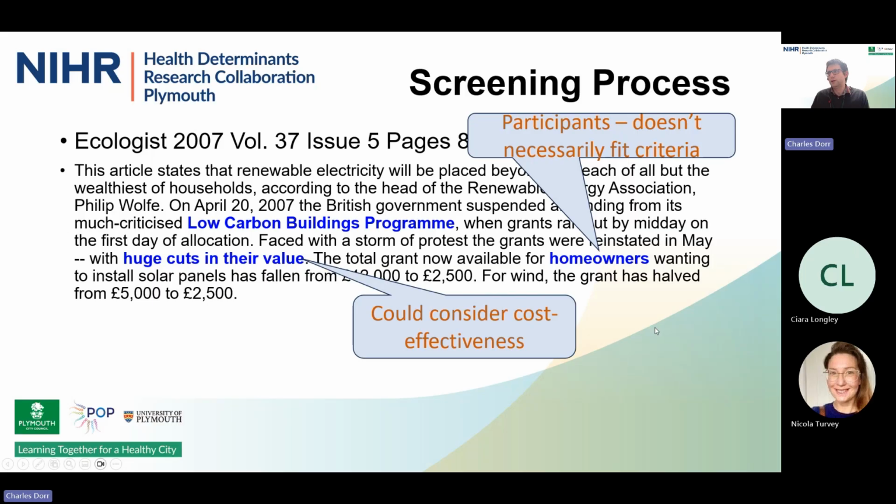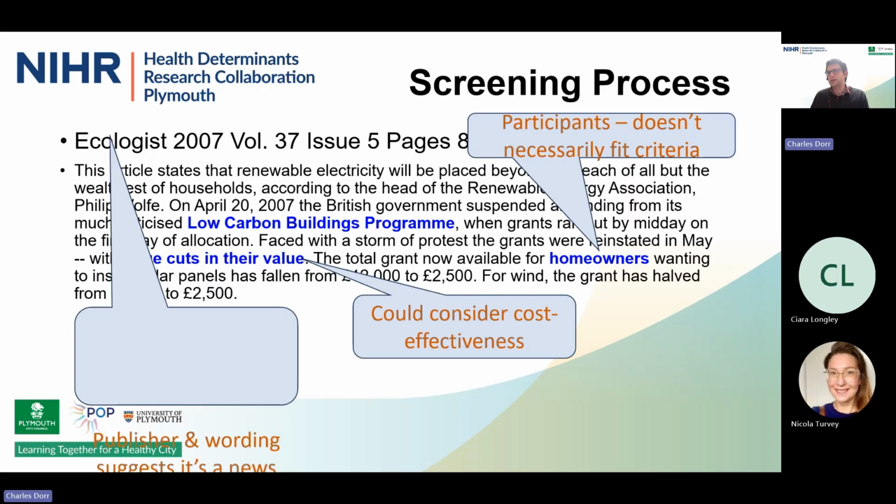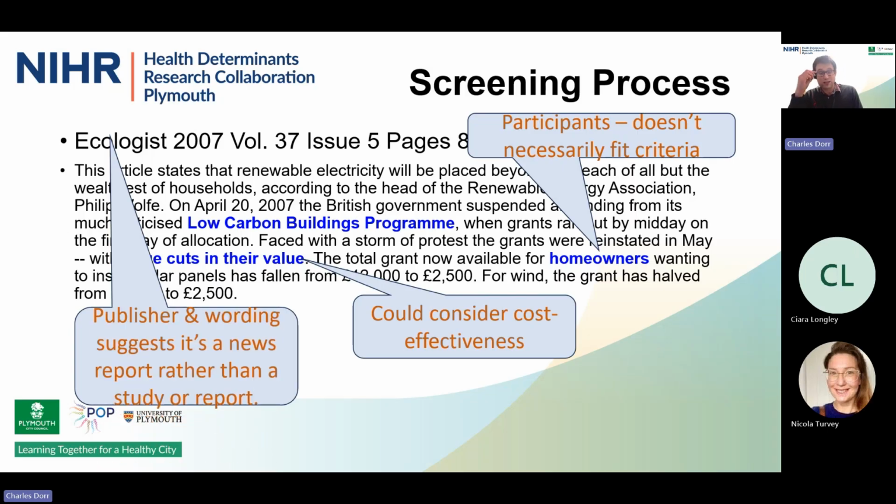But the reason why I would actually exclude this one is to do with the type of abstract it is. If you see here, the publisher is The Ecologist. It's not an academic journal, it's actually a magazine. And the way in which it's worded suggests it's a news article. Now, in this particular case, I did go to a link and checked it out. And actually, the abstract is not really an abstract. It is actually just the whole text.